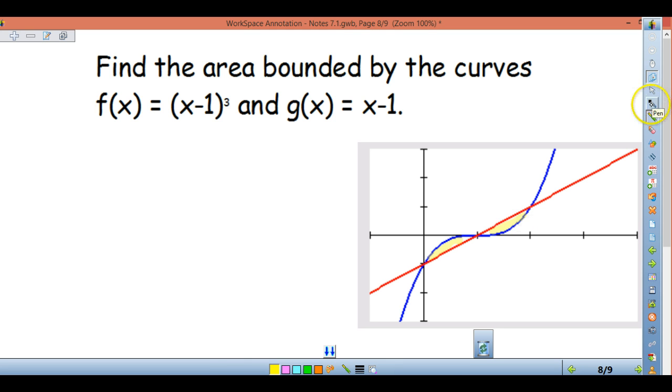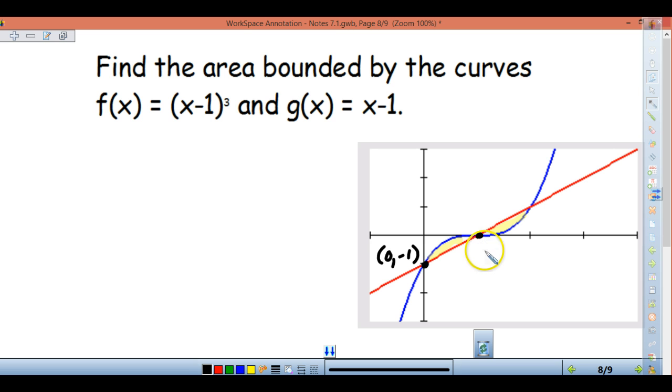it's like that. You may need to use your calculator to find the intersection. The intersections here are 0, -1. They won't necessarily always be whole numbers. 1, 0, and then 2, 1.